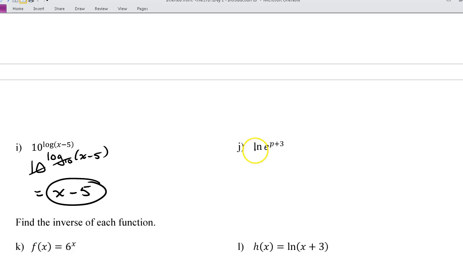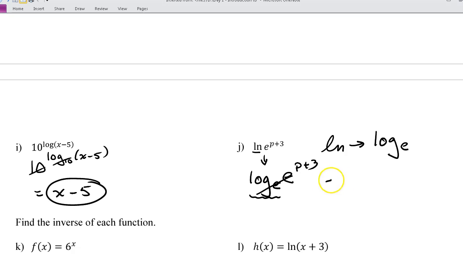And then over here we have a natural log. So a natural log is the same as log base e. So with a log base 10, the log base 10 and the base of 10 cancel each other out. For a natural log, the natural log and the base of e cancel each other out. So basically what I have here, we can rewrite this as the log base e, so the natural log is the log base e, of e to the p plus 3, and then these cancel each other out, and we're left with p plus 3.